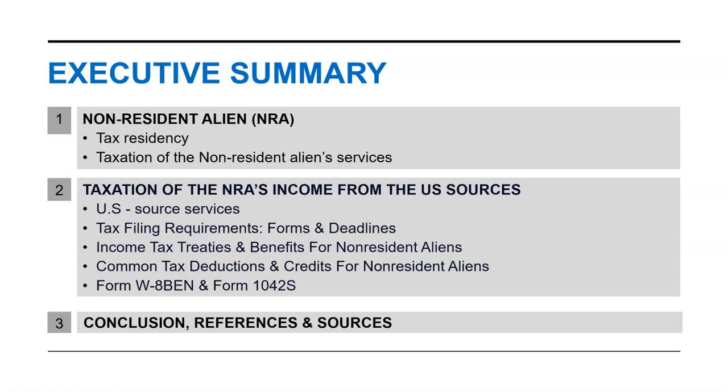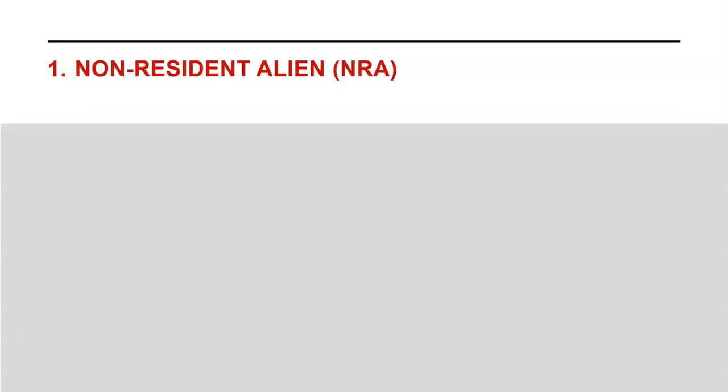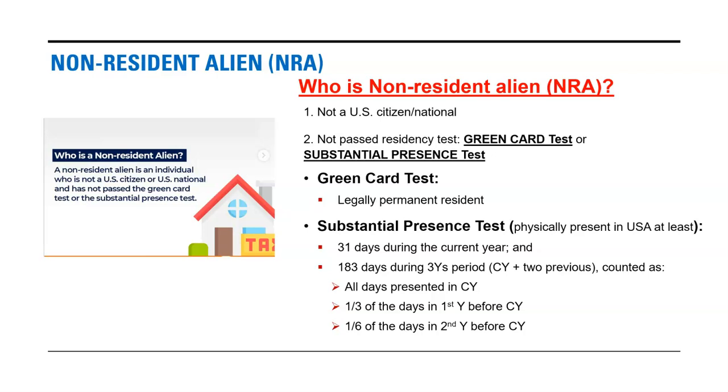We have non-resident alien, taxation of the non-resident alien's income from the United States sources, and conclusion. What's a non-resident alien? This is an individual who is not a United States citizen or United States national and has not passed the green card test or substantial presence test. So a green card is a legally permanent resident. So if the person has no green card or has not passed a substantial presence test.